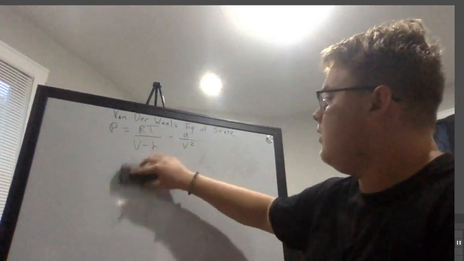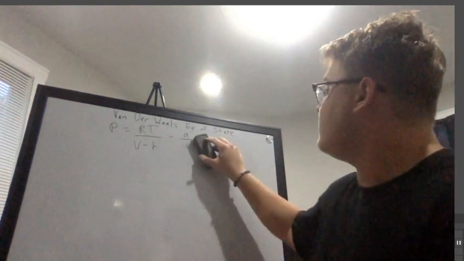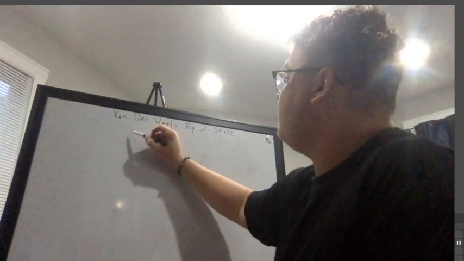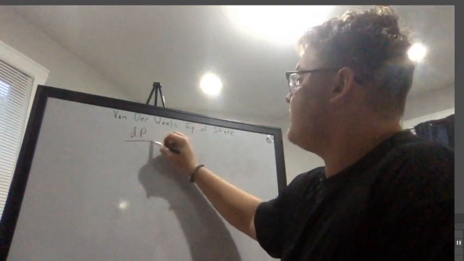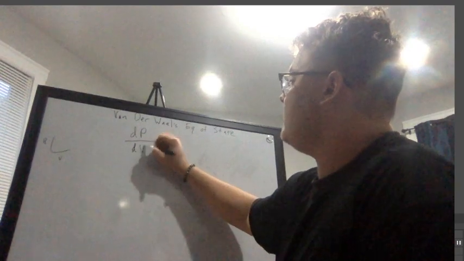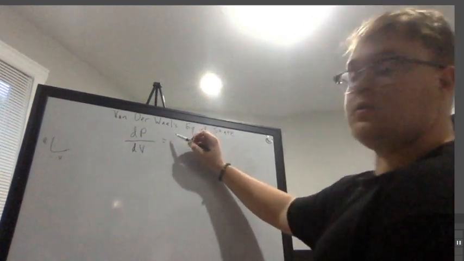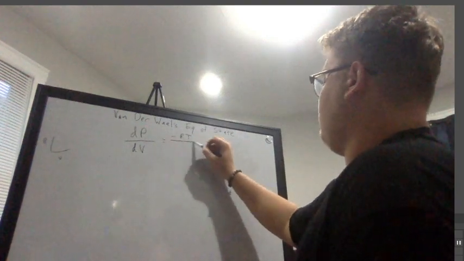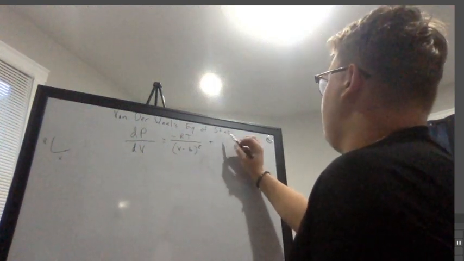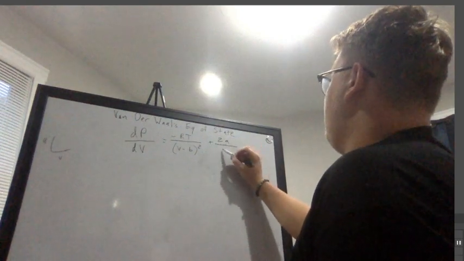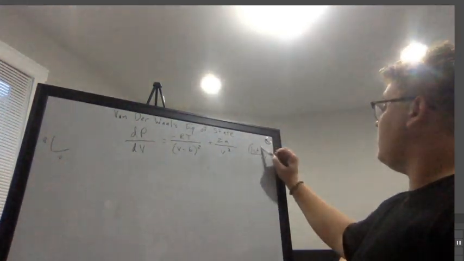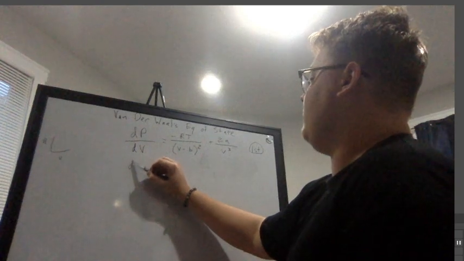So how do we solve for A and B? Well, we're going to use derivations. So to make some room here, I'll take the first derivative of this problem with respect to volume, because remember we used pressure and volume. The derivative of pressure with respect to volume is equal to negative RT over volume minus B squared plus 2A over volume cubed. That's our first derivation.